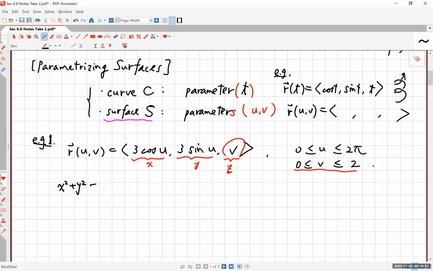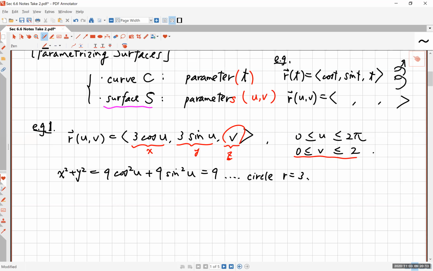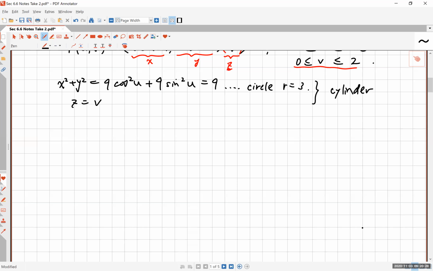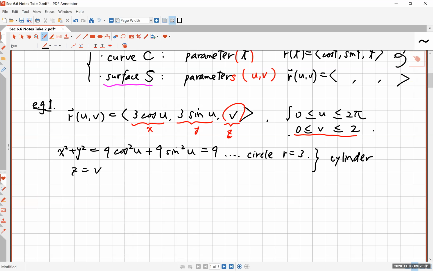All right, so let's look at this. X squared plus y squared is going to be 9 cosine square u plus 9 sine square u, and that is equal to 9. So this tells you right away that you have a circle involved, of radius 3. Now z happens to be just v independently, so z has nothing to do with x and y. That tells you that this is a vertical cylinder. And you can even draw a picture of this. Let's draw a picture of this object with these as the domains for u and v.